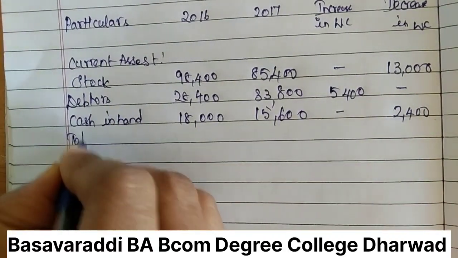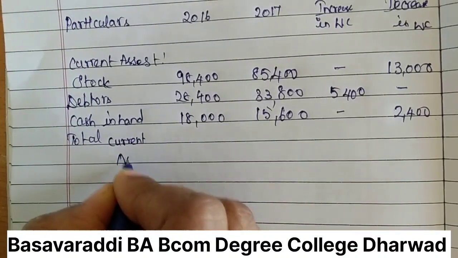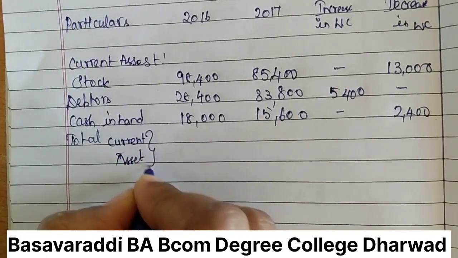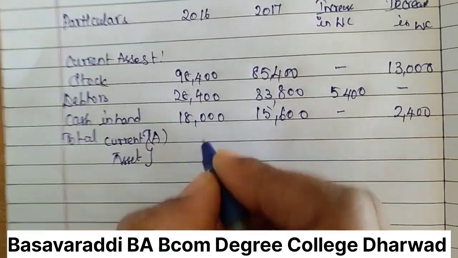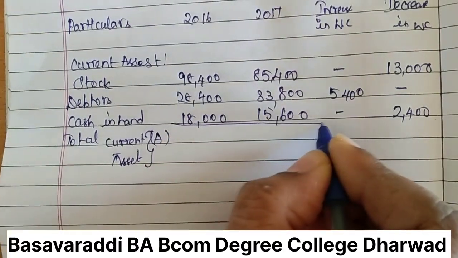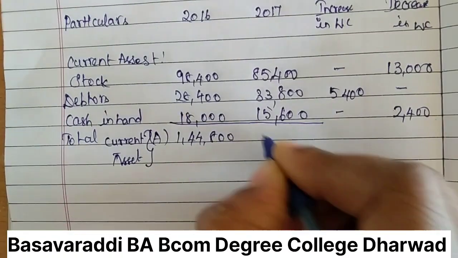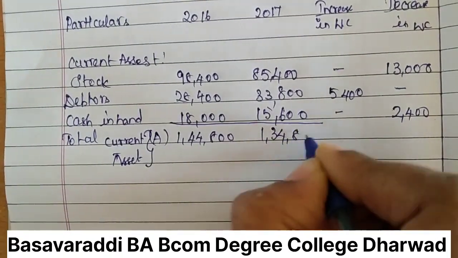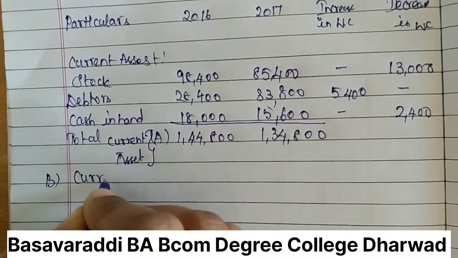We wrote all assets, now we have to write total current asset. Total current asset we call as A. What is the total? 1,44,800, 1,34,800.